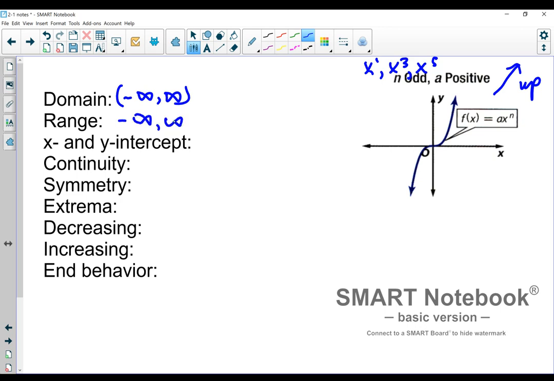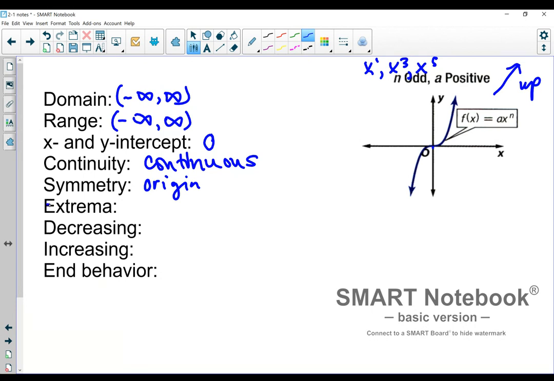When I'm squaring or raising something to the fourth power, I can only get positives out. But now if I put in a negative number, I get a negative number out. So stretching all the way across my y-axis, x and y-intercept are still 0. I'm still continuous. And this time you can see that my graph, if I rotate it around the origin 180 degrees, it would match up. So I have origin symmetry around that point.